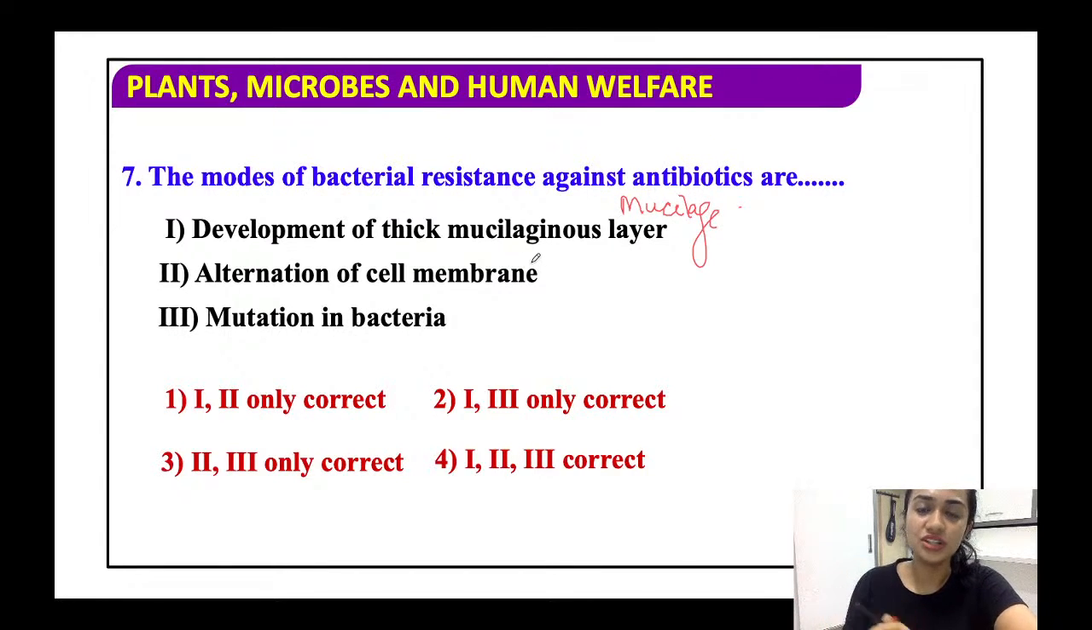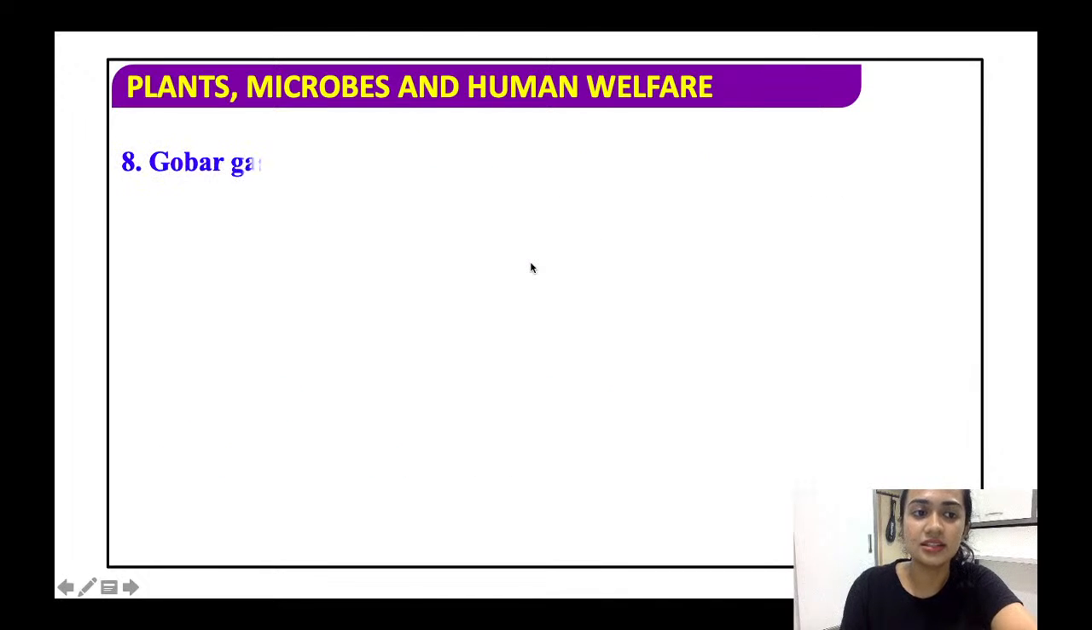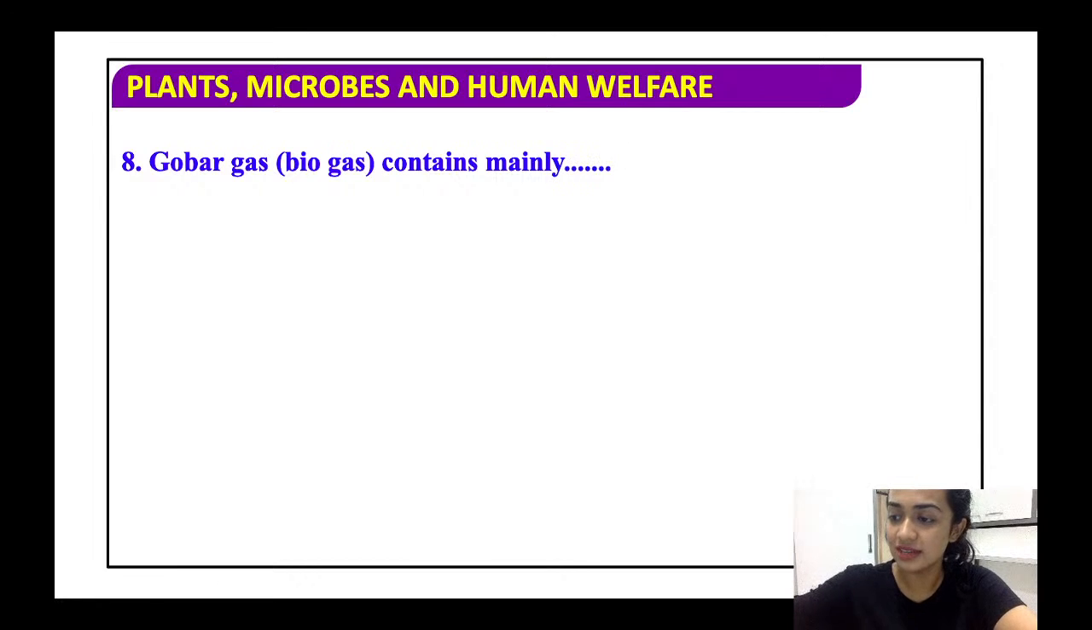Fine. Mutation in the bacteria. Mutation means alteration in the genetic content. So again it is very difficult for my antibiotic to go and destroy the genetic contents. So again 1, 2 and 3 is the right answer. These are basically the questions that will make your concepts clear. Okay, that is the main aim of such kinds of sessions.